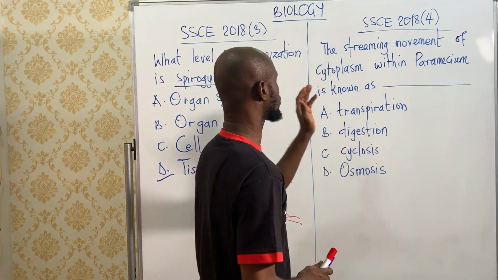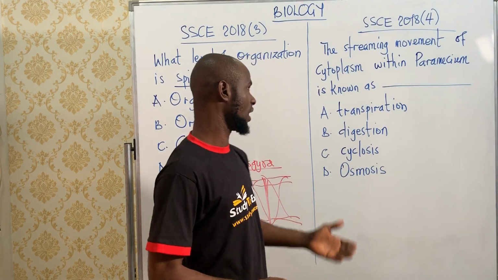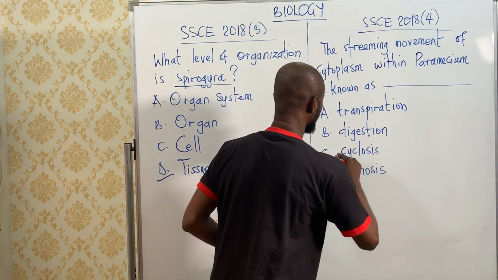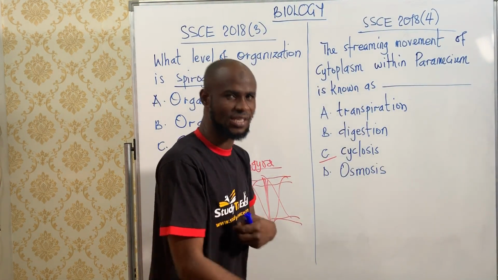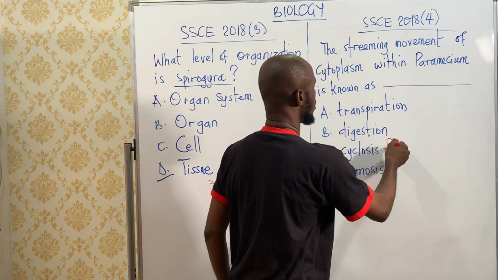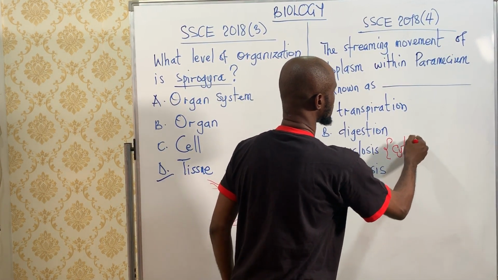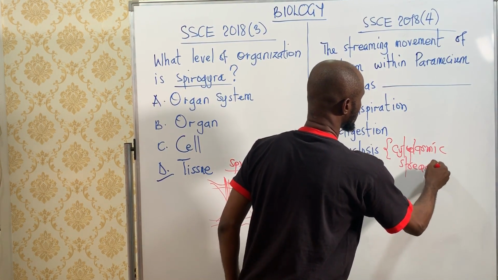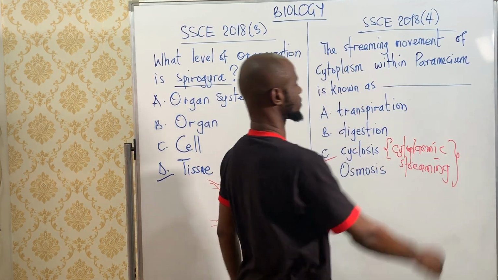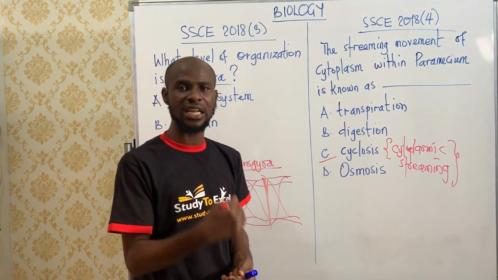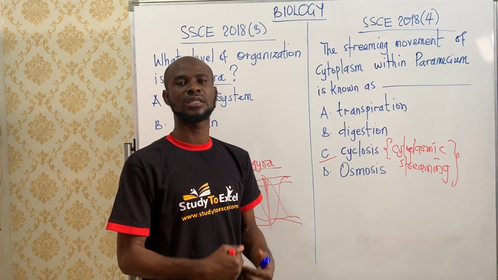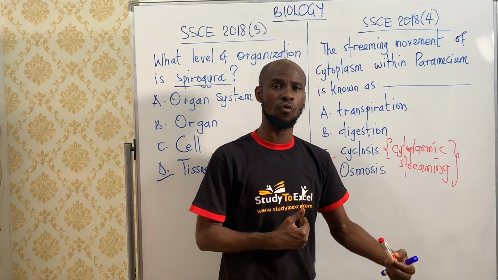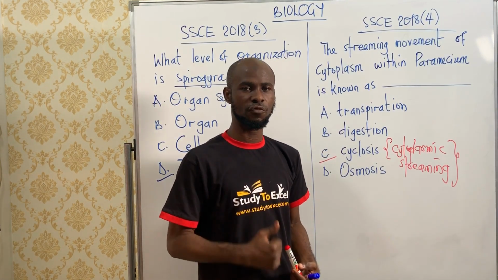Number 4, the streaming movement of cytoplasm within paramecium is dash. The streaming movement is called cyclosis, which can also be called cytoplasmic streaming. It is the movement of the jelly-like fluid inside the cytoplasm, and the movement is so important that it helps to move different organelles and food materials from one place to another.